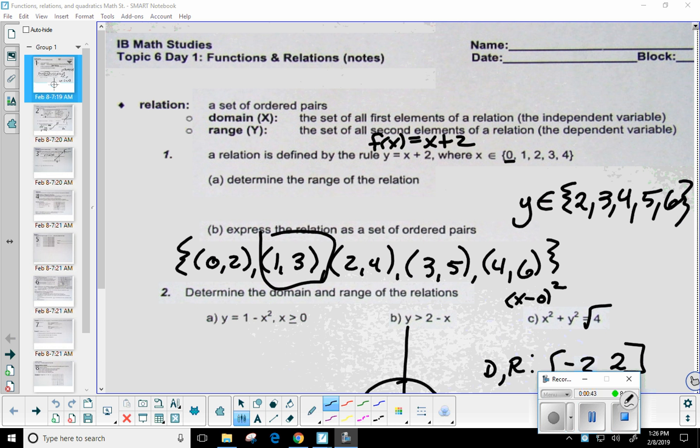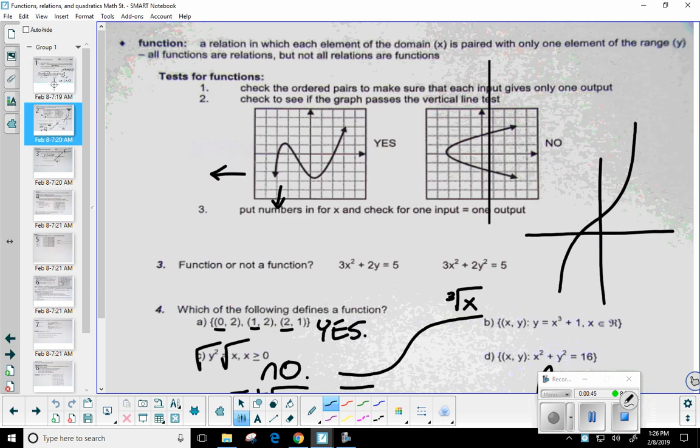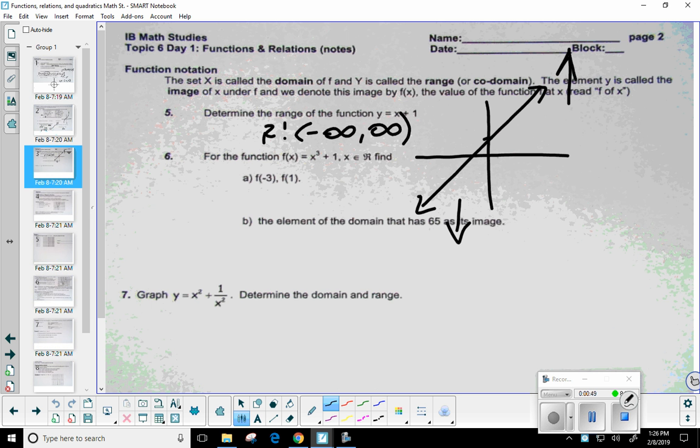So let's see. We were talking about relations and functions. Then we talked about functions using the vertical line test, domain and range. Okay. And I think we got 5 done. I think all we have left is 6 and 7. All right. Well, let's take a look. For the function f of x.